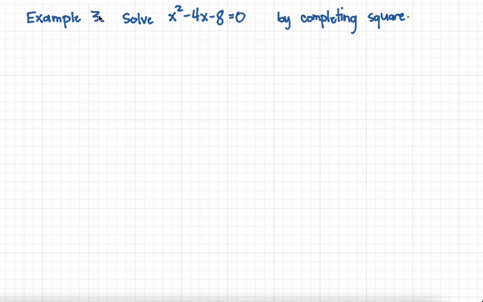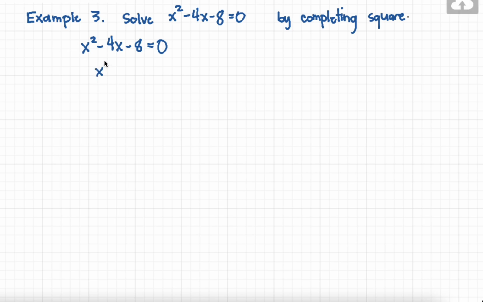Now let's solve example number 3. x squared minus 4x minus 8 is equal to 0 by completing the square. So, let us rewrite our given equation first. So, we have x squared minus 4x minus 8 is equal to 0.